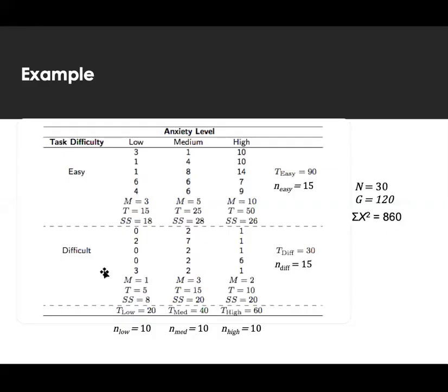So here's the same table, just reproduced in a slightly different format. I've filled in the T's. Here's T and N for easy, T and N for difficult. Same thing, T's and N's for low, medium, and high anxiety. Here's our overall N and G. Oh, also sum of X squared. I didn't have that on the previous table, but that should be here. And then the only thing that's missing is K, and K is equal to 6.